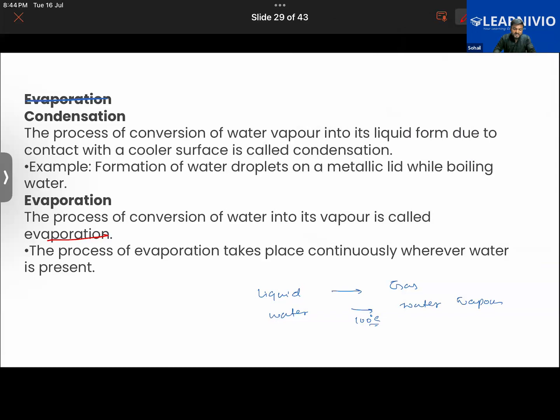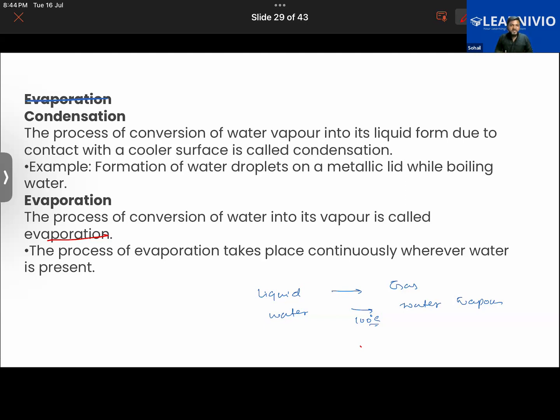But the thing is that at 100 degrees Celsius, the rate of evaporation will be very high. Got this, both of you? Now, in the case of evaporation, heat was being supplied. Heat was being used by evaporation. Right? Okay, water requires heat.